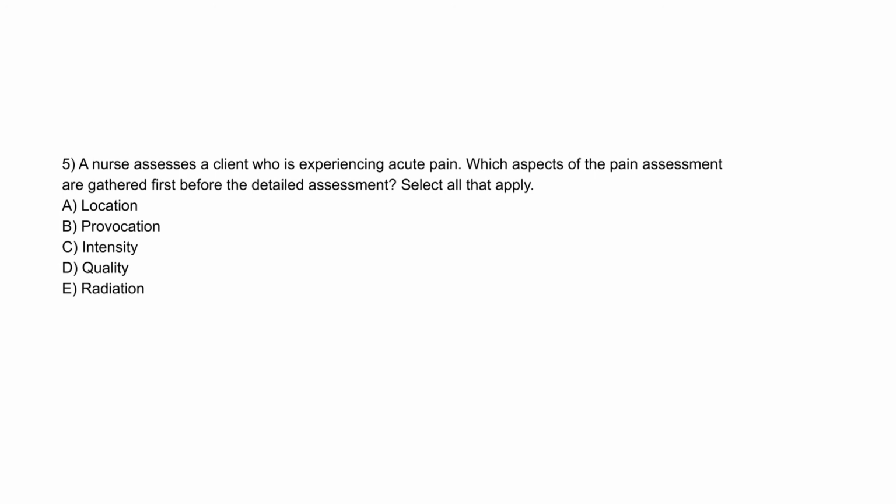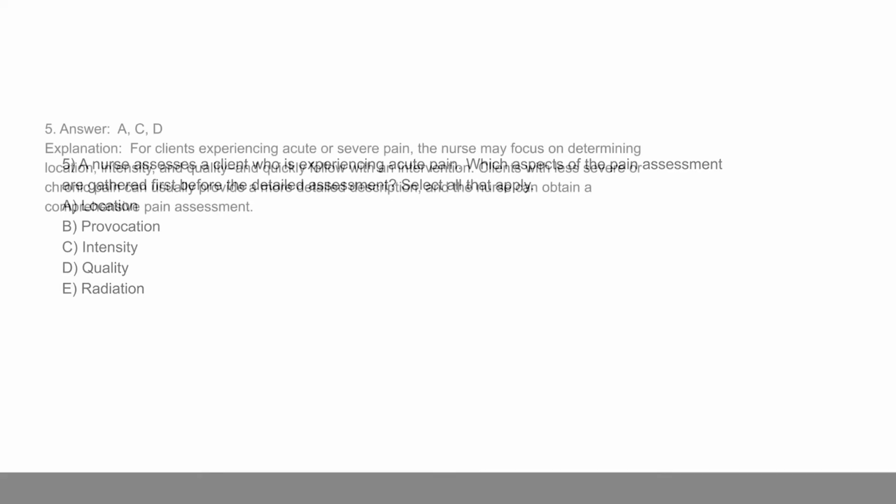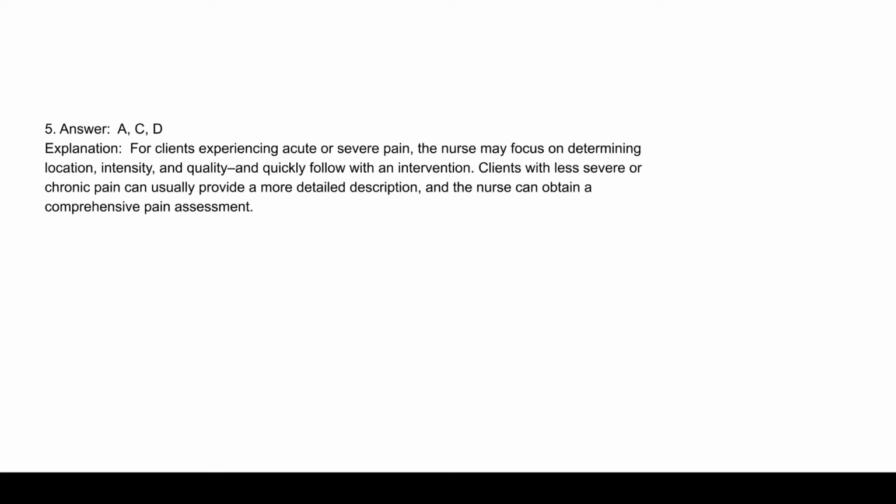Question number 5. A nurse assesses a client who is experiencing acute pain. Which aspects of the pain assessment are gathered first before the detailed assessment? Select all that apply. Option A. Location. Option B. Provocation. Option C. Intensity. Option D. Quality. And option E. Radiation. And the correct answer is option A, C, and D.